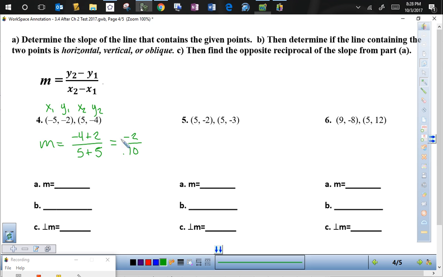Now, this one can be reduced. See if you can figure out what this fraction will reduce to. Okay, we're taking a 2 out of each of those since they're even. So when you take a 2 out of negative 2, you've got negative 1. When you take a 2 out of 10, you get 5. So negative 1/5, an oblique line, and the opposite reciprocal. So we take that negative, make it positive, and flip that to a 5 over 1.